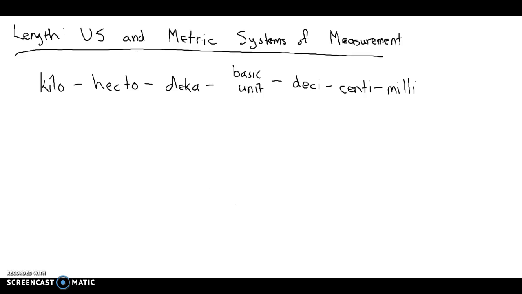Okay, so I got your prefixes written down. Now in order to remember, we have kilo is the largest, kilo, then hecto, then deca, then your basic unit without any prefix, then it's deci, centi, milli.